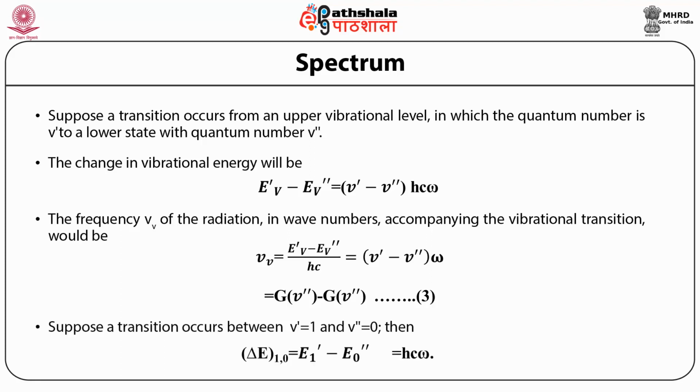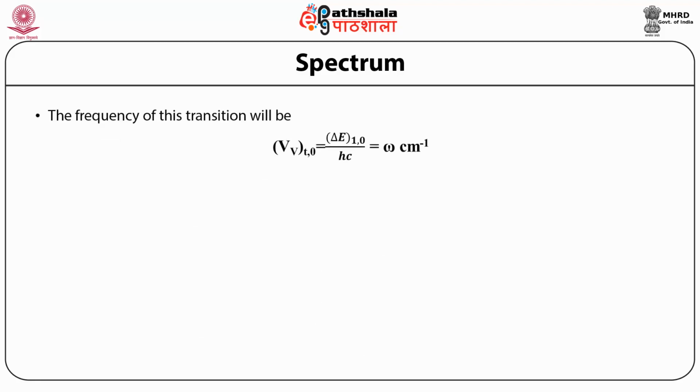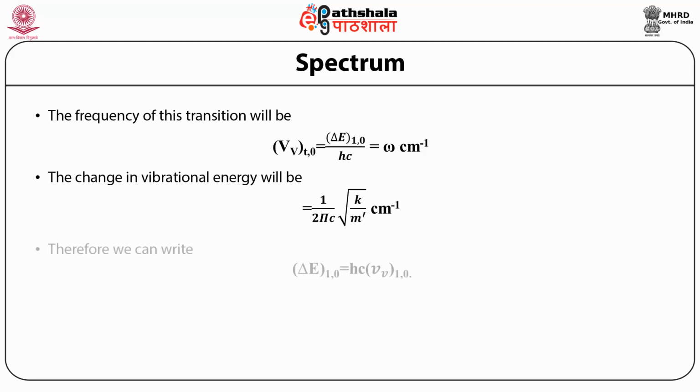Suppose a transition occurs between ν' = 1 and ν'' = 0. Then ΔE10 = E1 − E0 = hcω. The frequency of this transition will be ν̄ = ΔE/hc = ω cm⁻¹, which is further equal to (1/2πc)√(k/m') cm⁻¹. Therefore, one can write ΔE10 = hcν̄10.